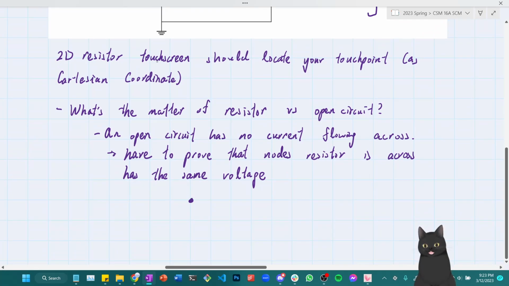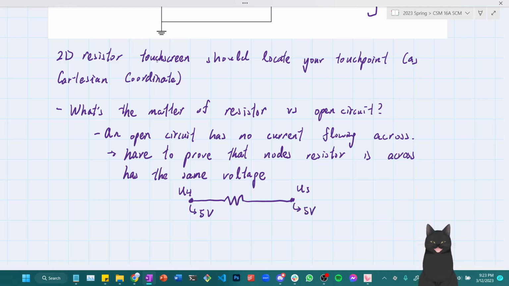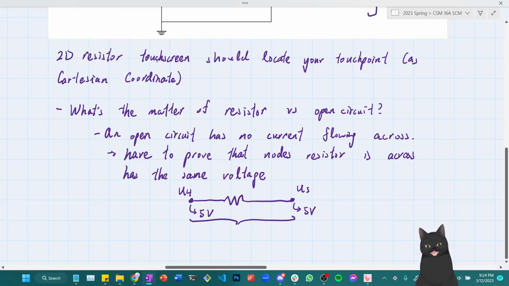Say that I have a node here called U4 and another node here called U5. But each node has equivalently 5 volts of voltage. I know that current is supposed to be the rate of change of charge over time that's flowing from a node to another, because electric current flows from one node to another when there is a potential difference. But there's no potential difference between U4 and U5, because they all have the same electric potential, which we know is 5 volts. Because there's no potential difference, there's no current.